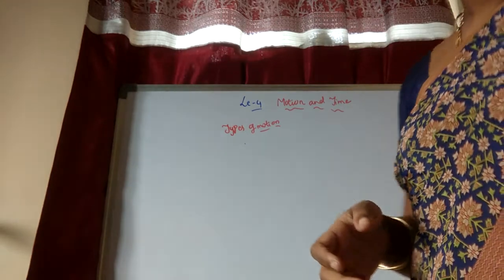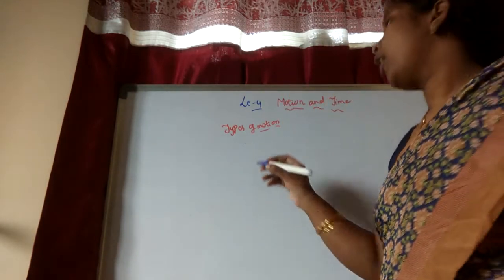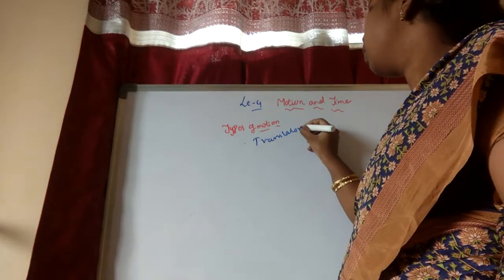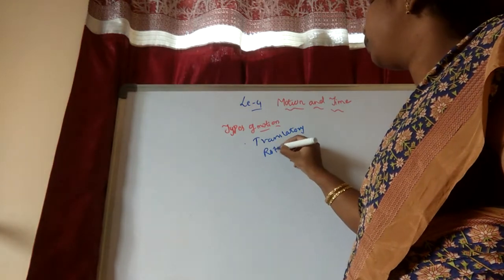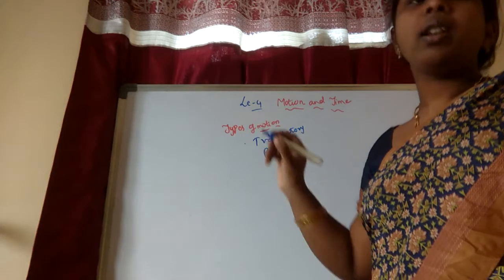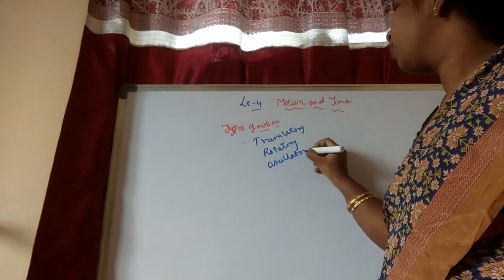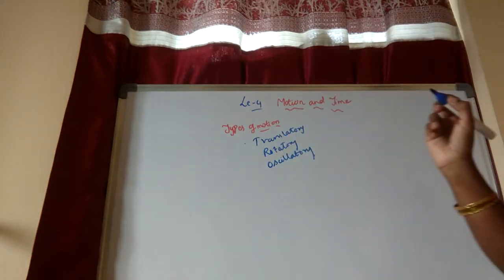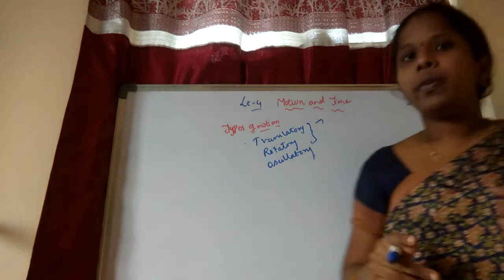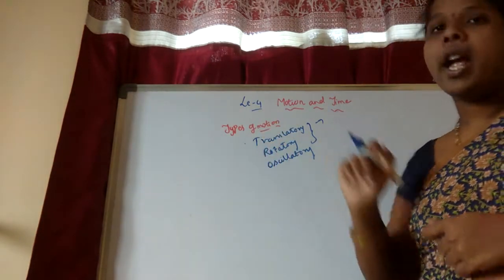Translatory motion, rotatory motion and acceleratory motion. So these 3. In these 3, up to 2 have been completed. In the before session we have read the 2. So what are those? Translatory and rotatory.